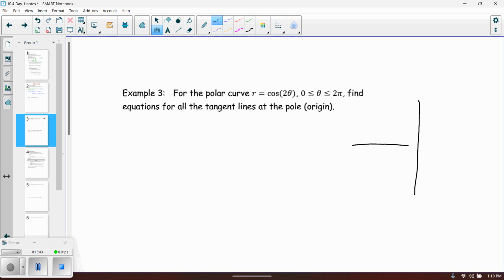First of all, if you were to graph this, I am not going to pull up the calculator to do this, but you can plug that into your calculator, r equals cosine of 2 theta. If you remember, it is a double angle in its cosine, so it is going to be symmetric to the x-axis. It's going to have 4 petals because it's an even angle in there, so we're going to double it, and it's actually going to look something like this.